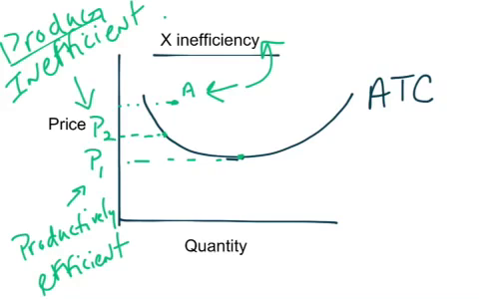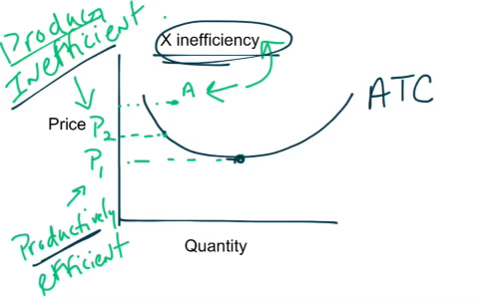So to recap, the point at the bottom of the ATC, that's productively efficient. As you move to a different point along the ATC, it becomes productively inefficient. And then if they're producing at a price and quantity that is not along the ATC, that is showing X inefficiency.